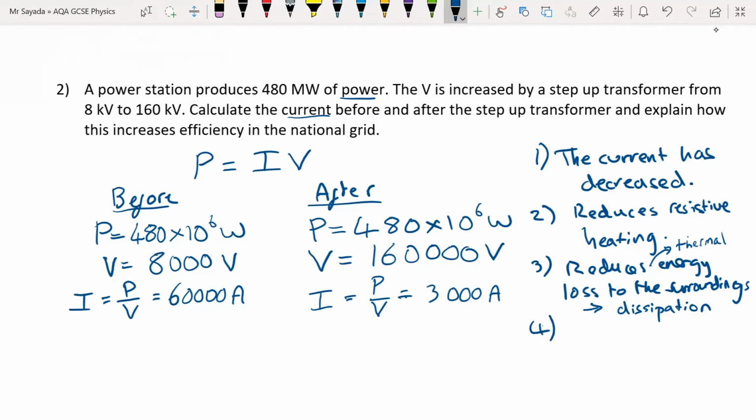And overall, that increases what? Say your answer to the video. So you should have said that that increases the efficiency of the energy transfer. So that is a calculation and a description and an explanation of how step-up transformers increase efficiency in the national grid.